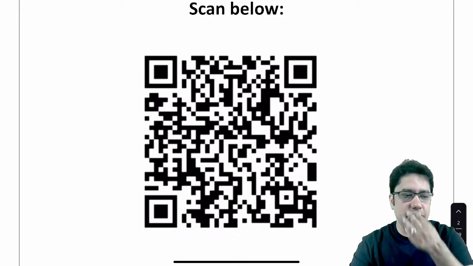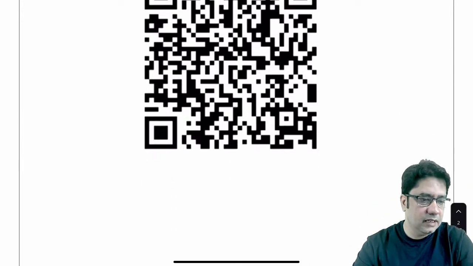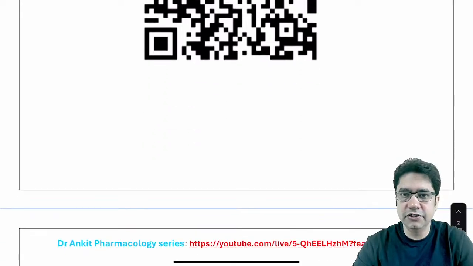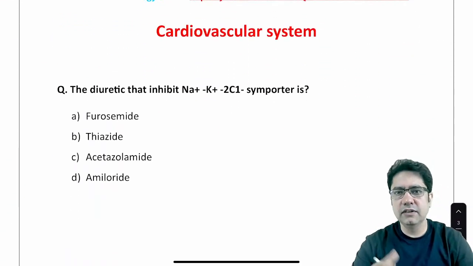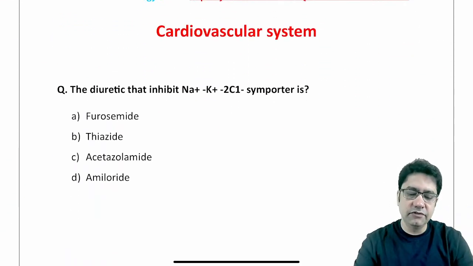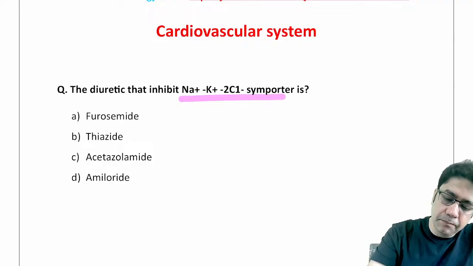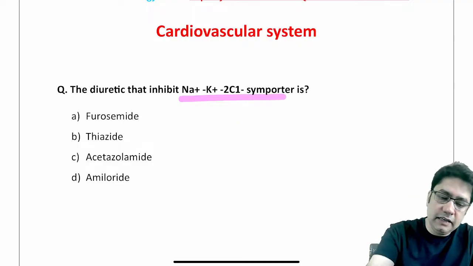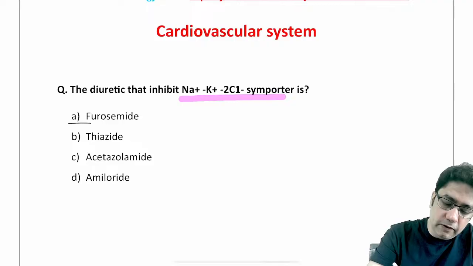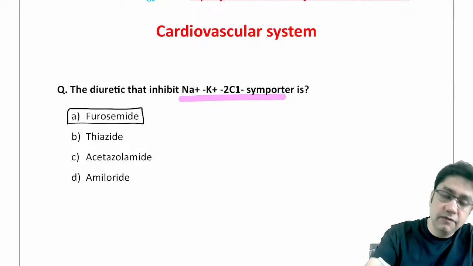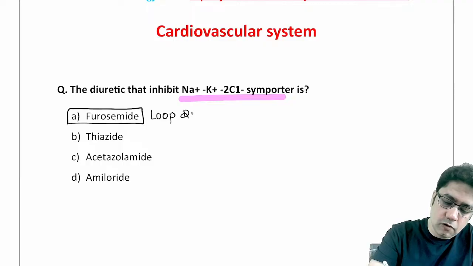So let's start our journey of the cardiovascular system. We'll start with the renal system first. Which diuretic inhibits the sodium potassium 2 chloride symporter? The answer to this question is loop diuretics.